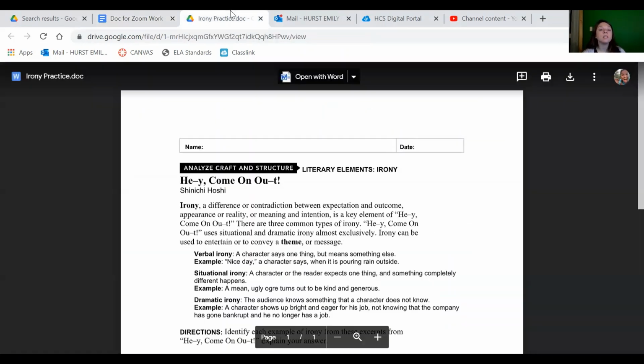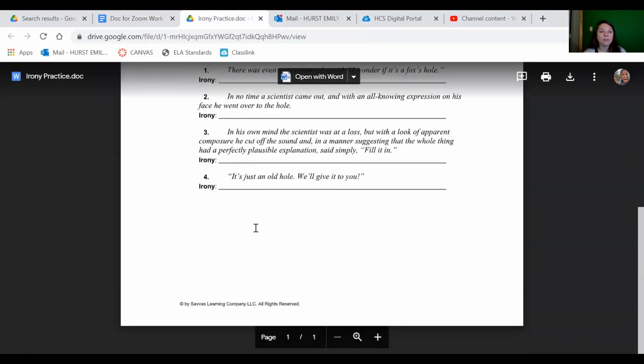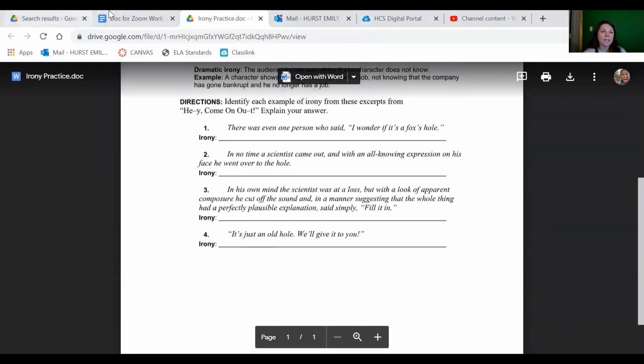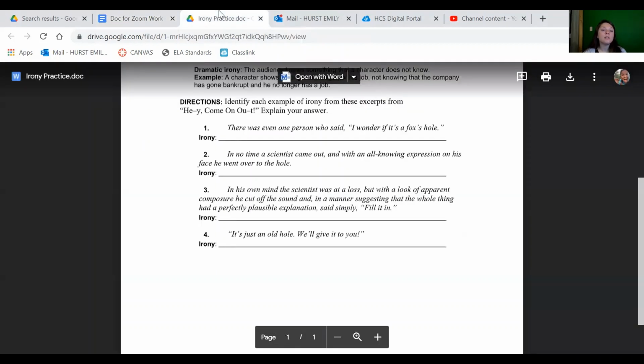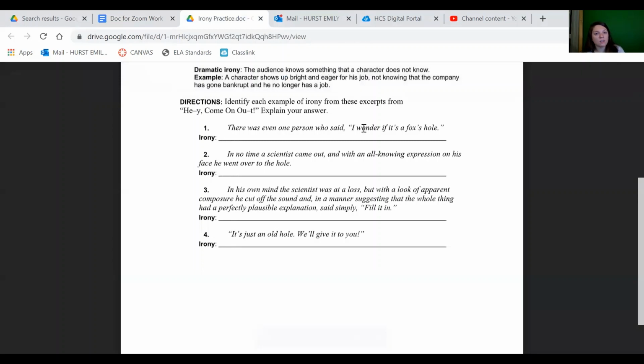We are going to look at four examples of irony. We're going to identify what type of irony it is, and then talk about how it either contributes to the characters or the theme. I want you to do the first two. So you're going to say what kind of irony it is, and then how it contributes to character or theme. Go ahead and do the first two. Pause me while you do it and press play when you're ready to continue.